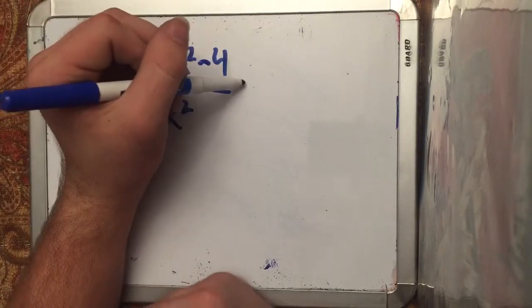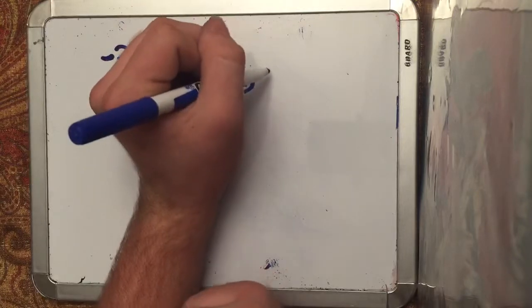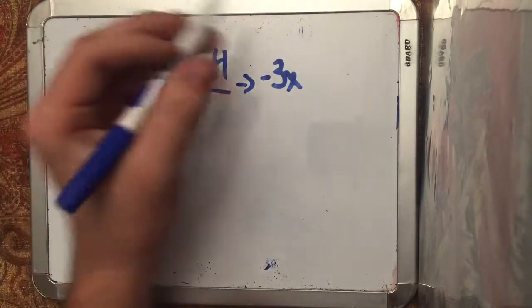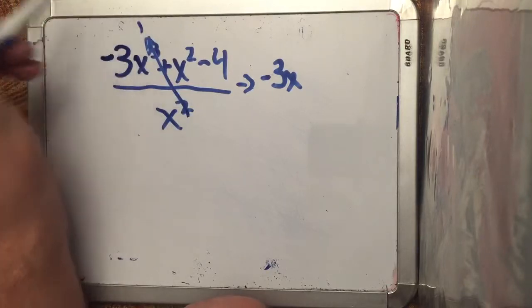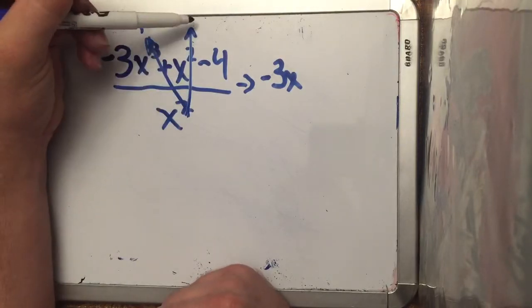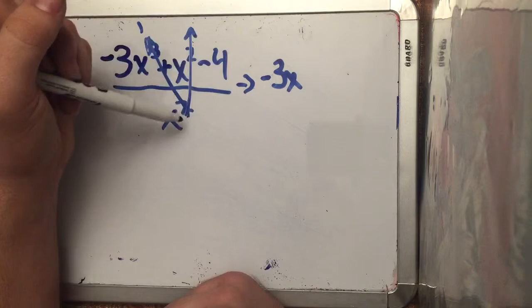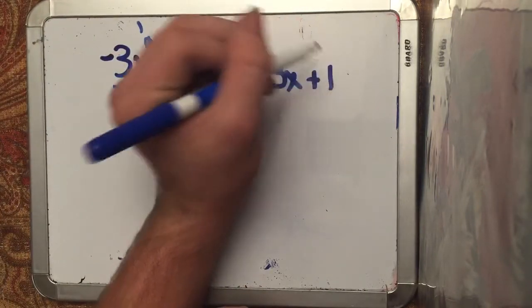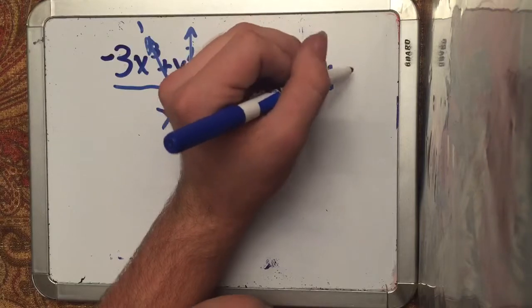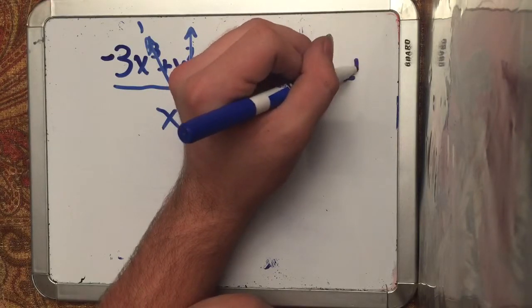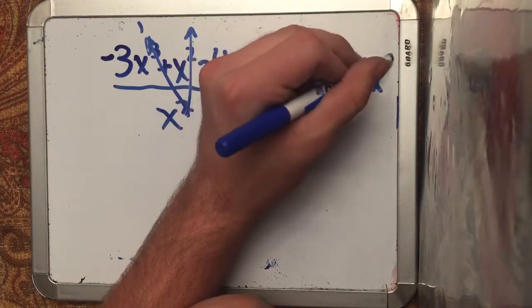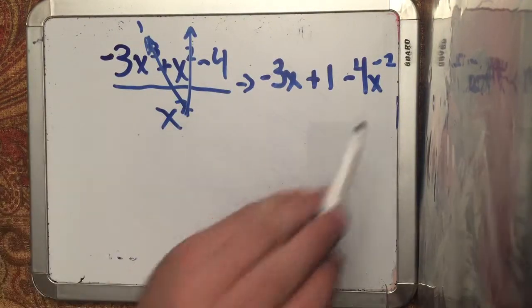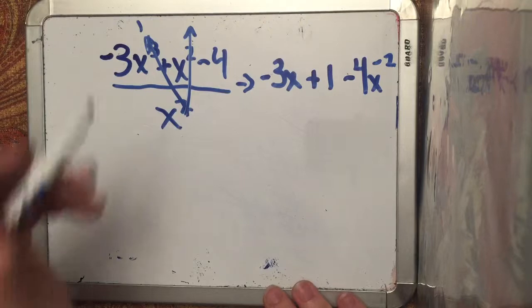We're going to rewrite this as negative 3x, because this x cancels out to 1. This cancels out. And this one is going to be rational. So we got negative 3x plus 1 minus 4x to the negative 2. And this is 4 over x squared. And we rewrote it to use the power rule.